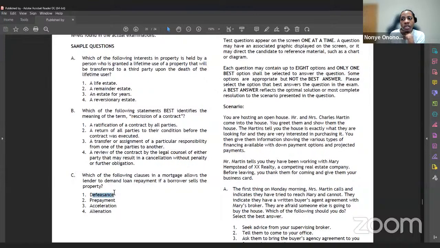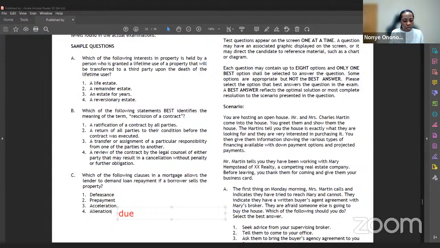A defeasance clause is a clause in the loan document that says when the loan is paid off, the lien should be taken off the property. Prepayment is paying ahead of time on the loan. Acceleration, think of the word, you're moving something forward, so that's not what we're talking about. The answer here is alienation. The alienation clause is also known as the due on sale clause.